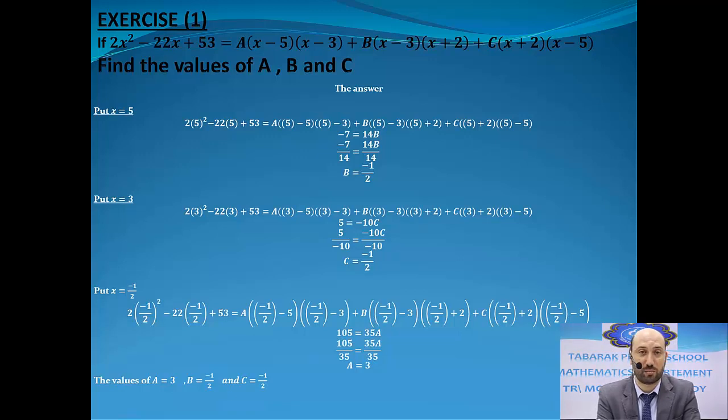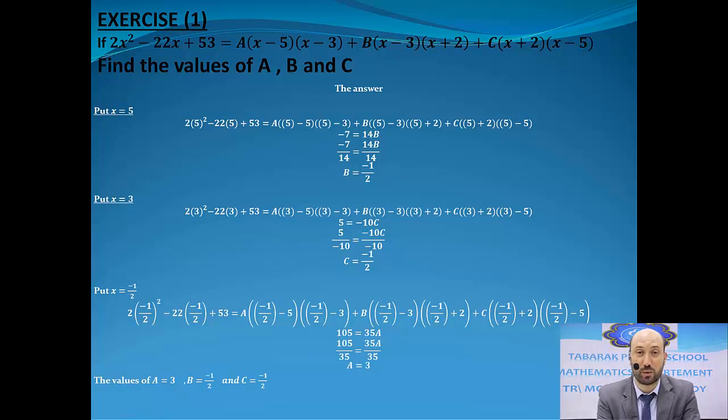By substituting with the third 0, which is negative half. With the same steps, we are going to cancel b and c to find a. Like what we did before, we have to substitute the value of x with negative half. It will be 2 times negative half squared minus 22 times negative half plus 53 equals a times negative half minus 5 times negative half minus 3.